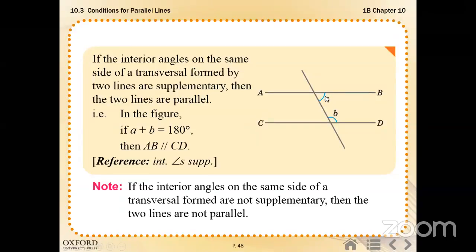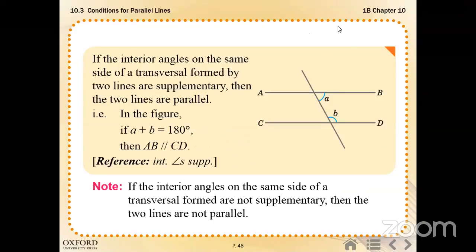Okay, I will try to add A and B together, and then check to see whether the sum is 180 degrees. If the sum is 180 degrees, then AB is parallel to CD. But the reason will be different.